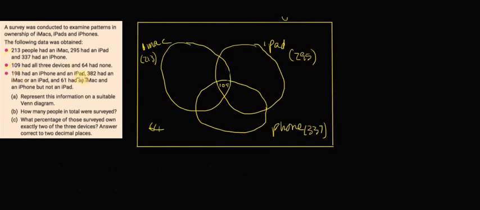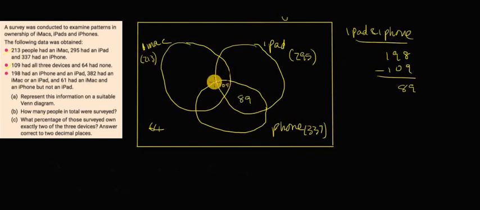Okay, good. 198 had an iPhone and an iPad. So here's an iPhone and an iPad. It has to be 198, but I've already got 109. So take away 109, and that's going to give me 89. So this here is 89. These 2 together add up to 198. Okay, what's next?